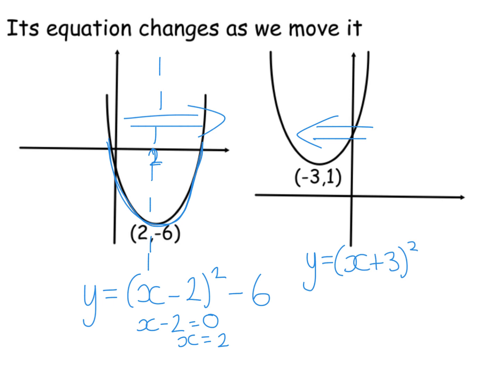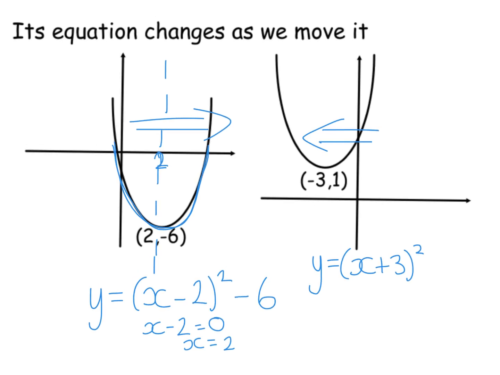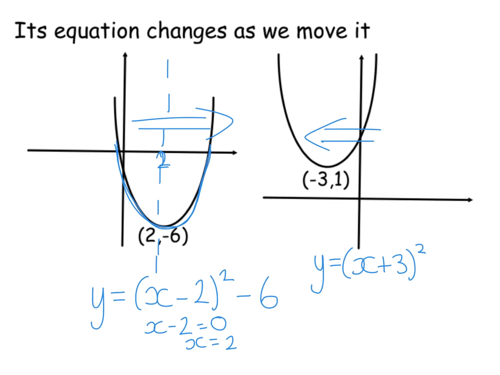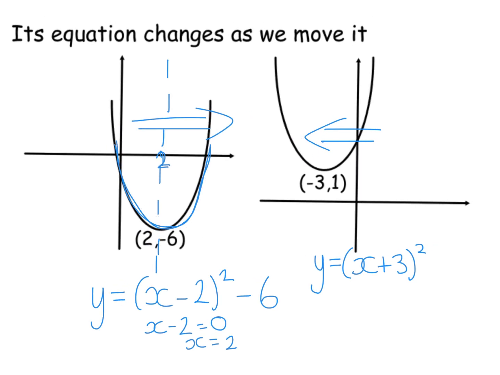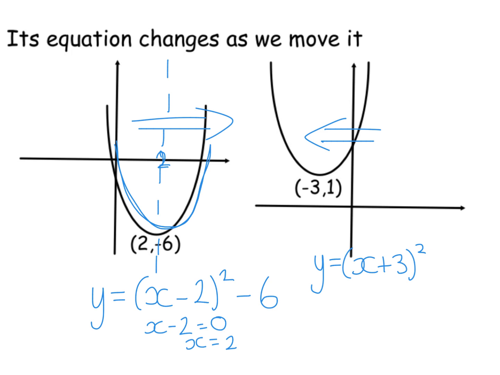So if I think of the original graph, let me go back and get my blue line again. Here it is. There's my original blue line. This has moved 3 to the left, so we've written plus 3 in the bracket, and then it's moved up 1. So the turning point from the origin has gone 3 to the left, so we write plus 3, and then it's gone up 1, so we write plus 1 on the end.